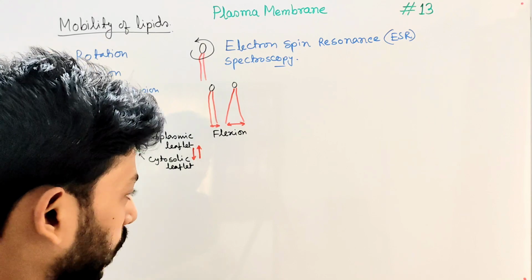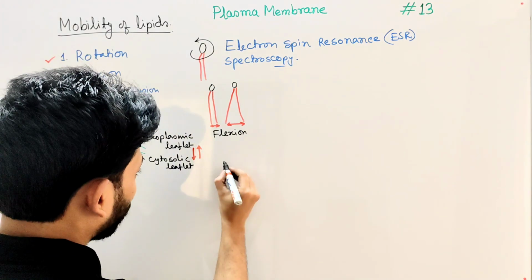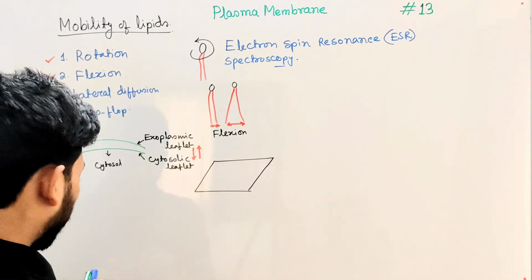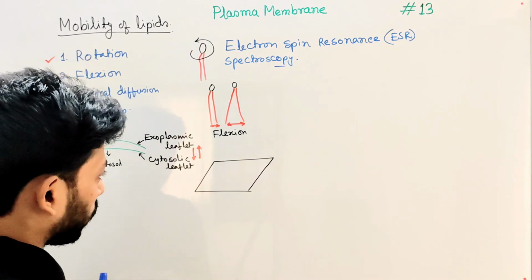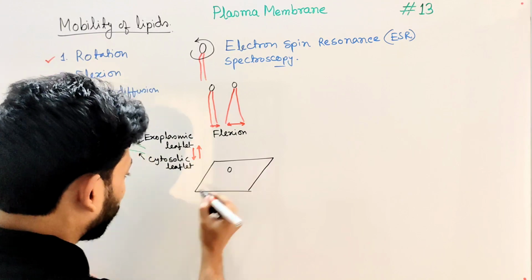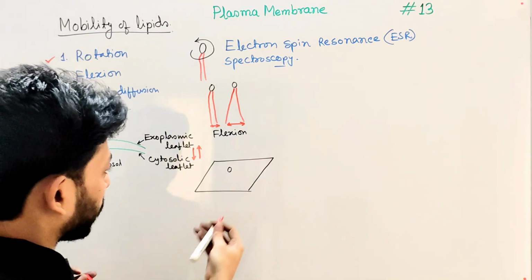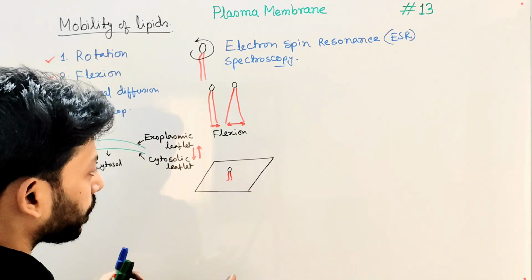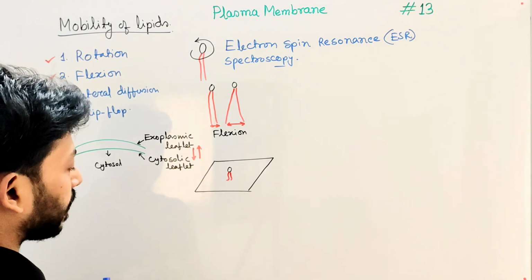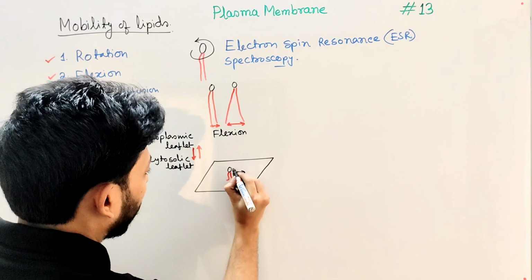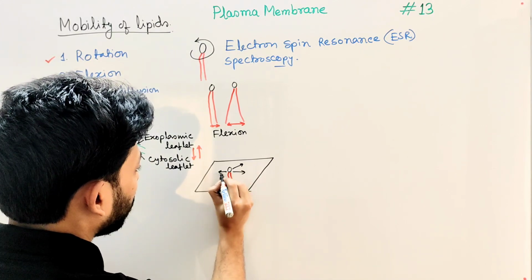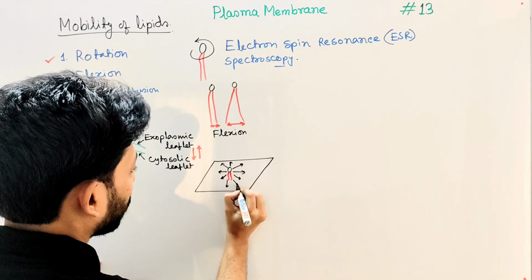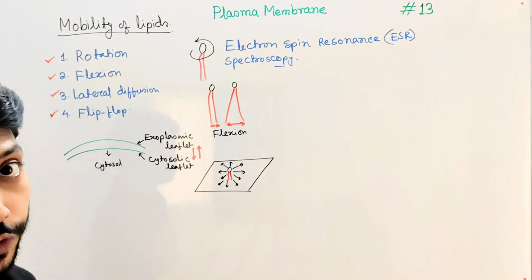Also lateral diffusion. Lateral diffusion means, let's suppose this is one leaflet of the plasma membrane, and one lipid molecule is present in this particular leaflet. It could be exoplasmic or cytosolic. Now this lipid molecule can move in any direction in the leaflet of the plasma membrane. This is called lateral diffusion.